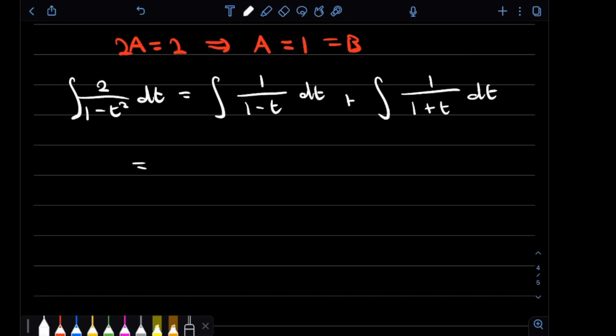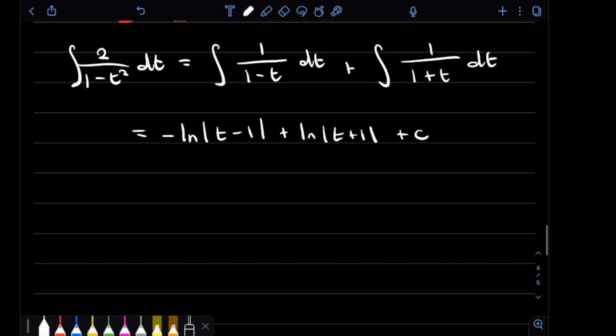So be careful with your u substitution on this one, because you can easily mess this up. This is going to end up being minus natural log of t minus 1. You can check that with a u substitution, but be careful. This is not natural log of 1 minus t. And this next one is pretty easy. It's just natural log of that. Don't forget your plus c.